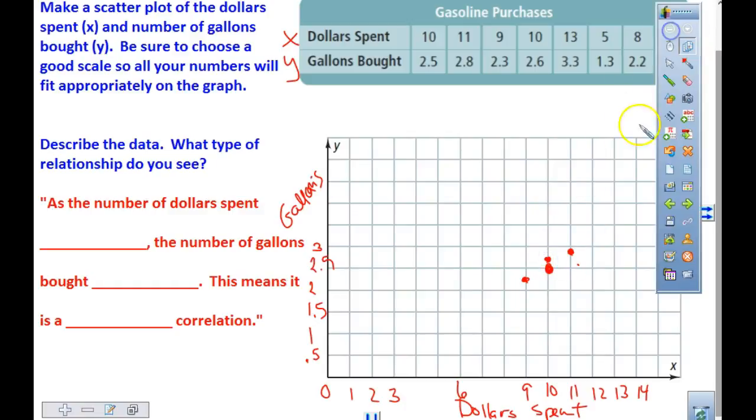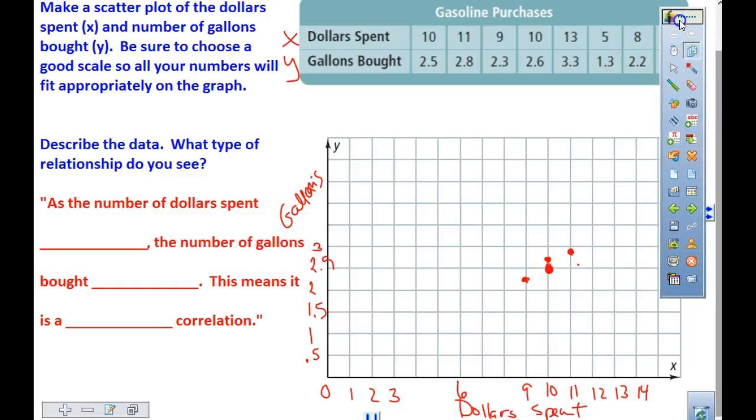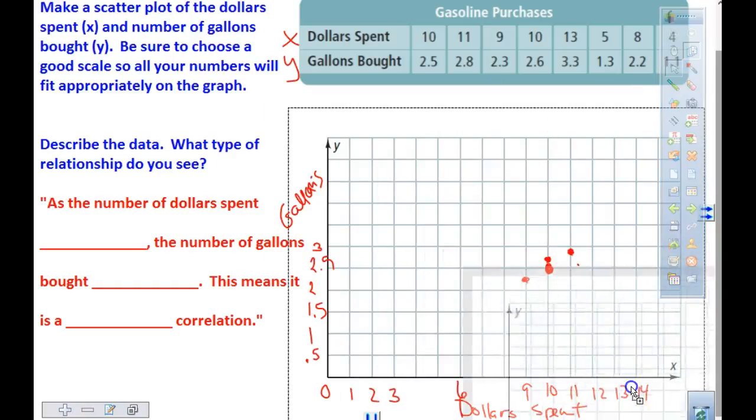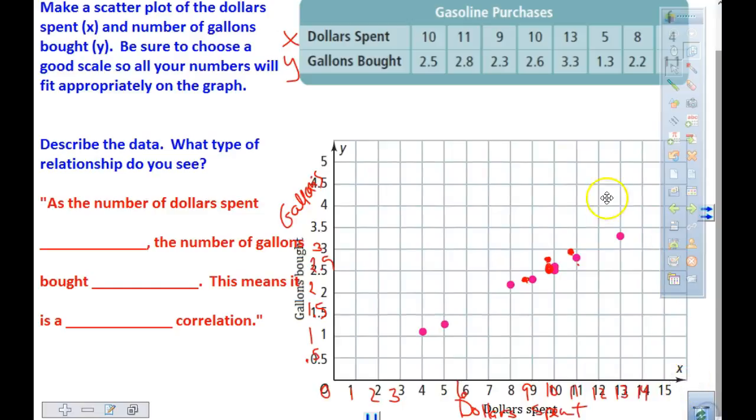So what you want to do is plot all of these points. Okay, so you're going to plot all of those points as we are looking. So if you look at your graph with this one, it should look very similar to this.